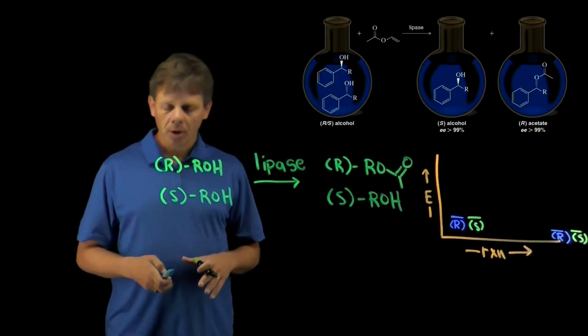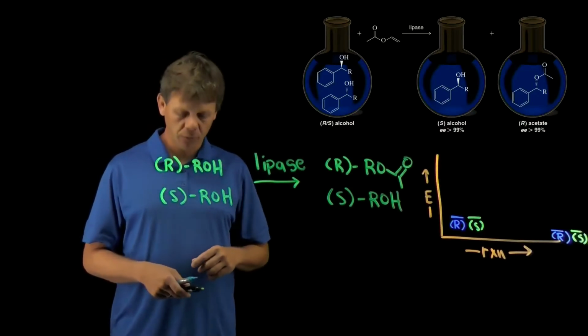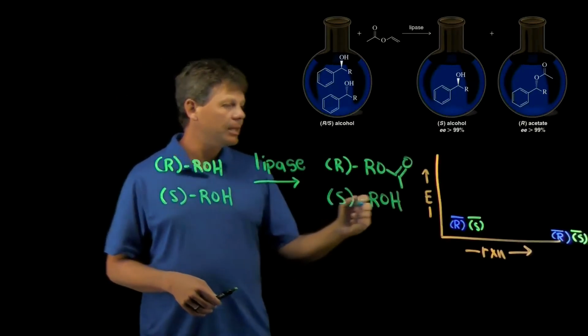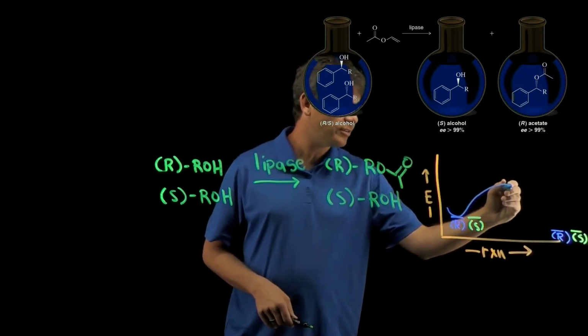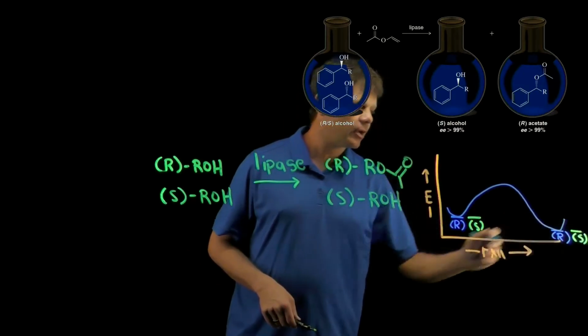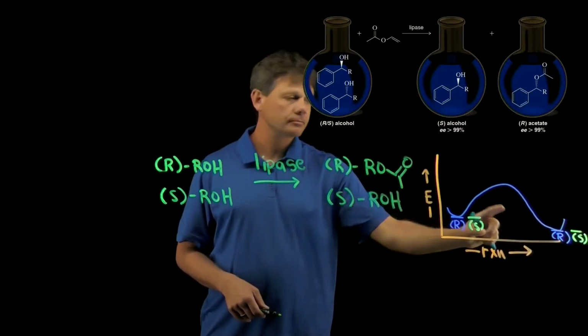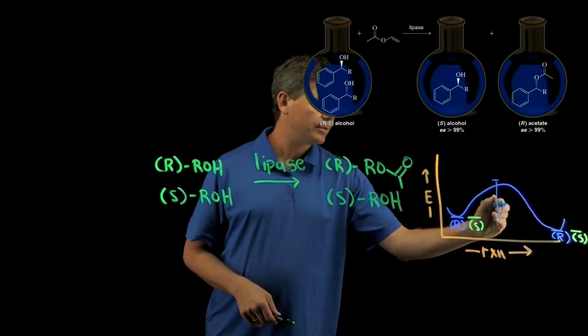Well, what's going on? More than likely, this reaction might be multi-step. We're going to assume it's one step. But the fact that the R reacts more quickly must mean it has a lower activation energy. So if we assume one step, we might get a reaction coordinate diagram that looks like that. Starts here, finishes here. And this is the activation energy that's going to determine the rate.